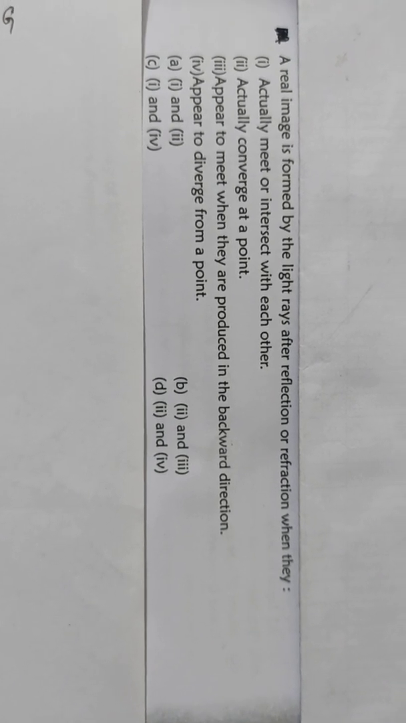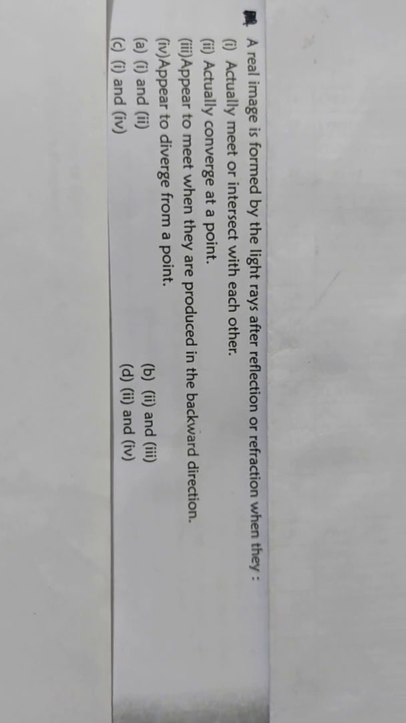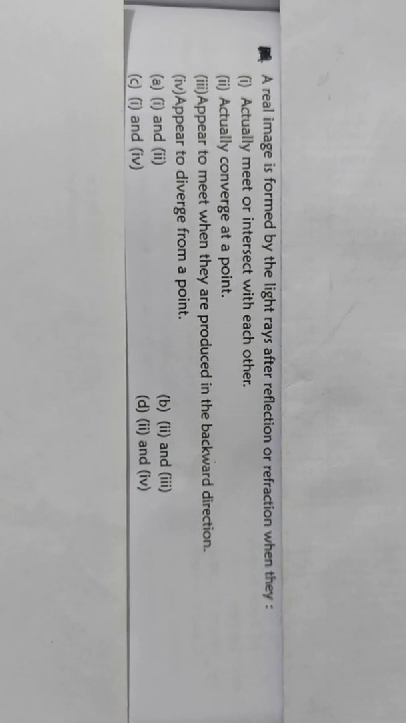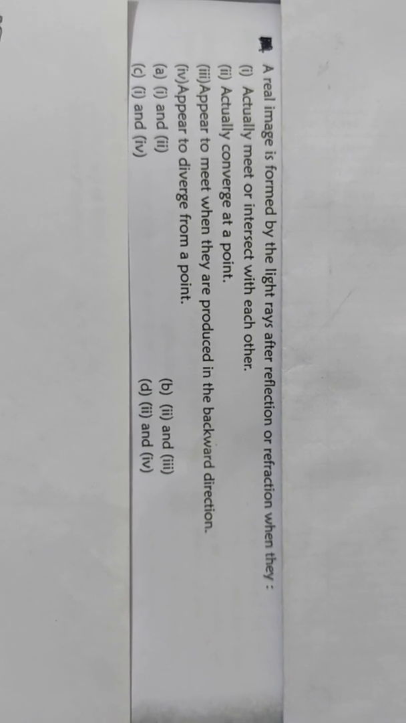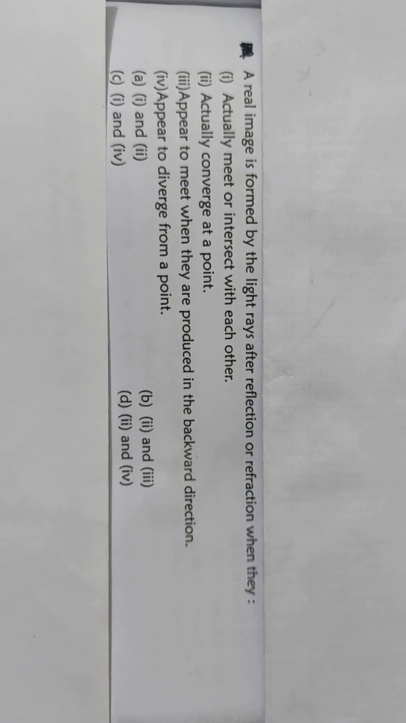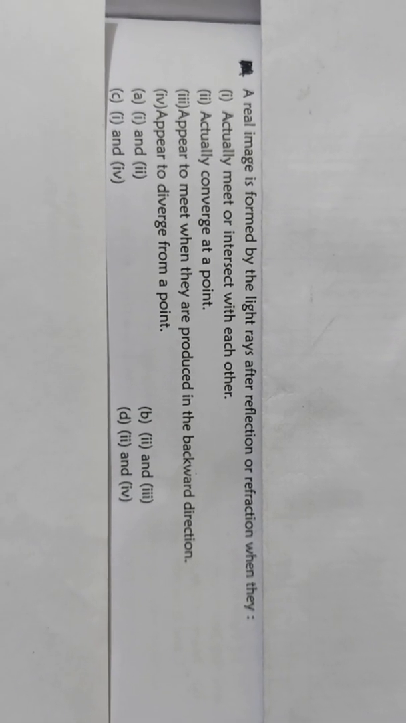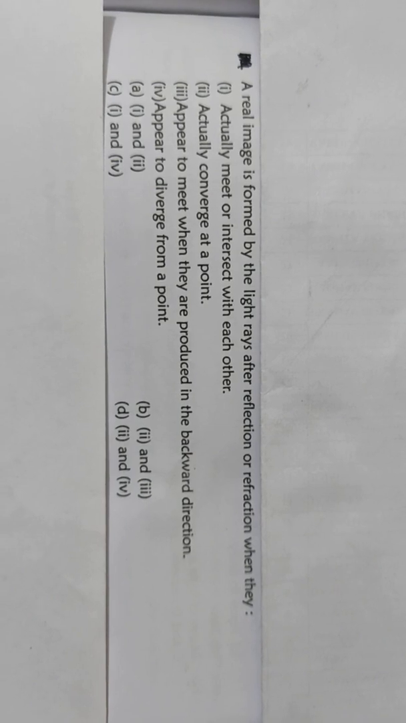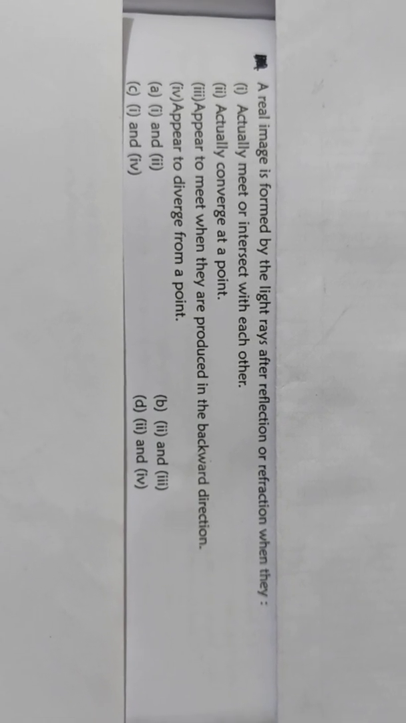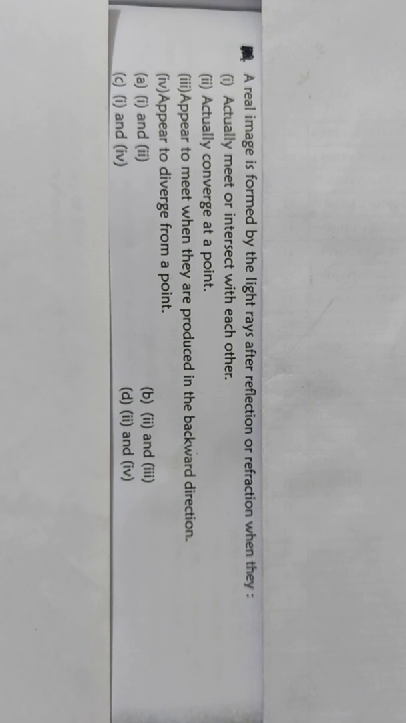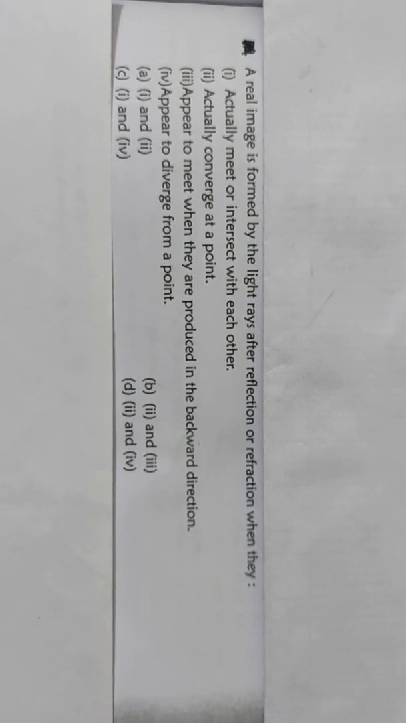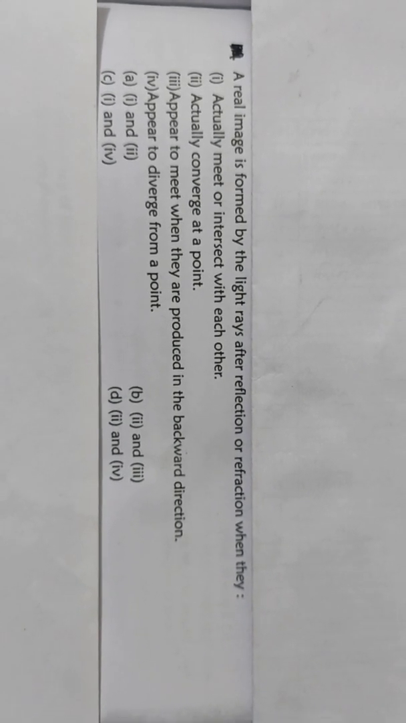Now let us first look at the question. Real image is formed by the light rays after reflection or refraction. If your concepts are clear, you should not have any difficulty, because real image is always formed when the rays after reflection or refraction actually meet or intersect with each other. Even if you look at the first sentence, it is correct, and the second sentence, actually converge at a point, also means the same. So first and second statements are correct for the real image formation.